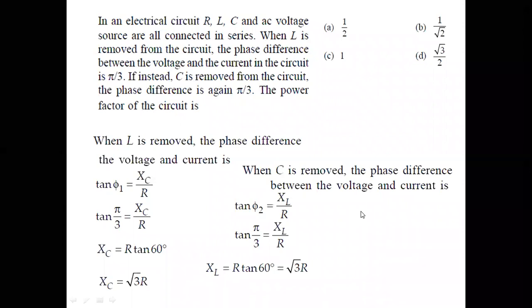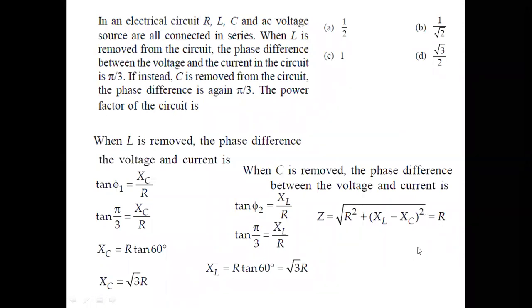Hence, the power factor is given by the simple formula R by Z. So when both are one and the same, your Z reduces to simple R. This state of a circuit is called a resonance circuit. What is resonance? A condition.